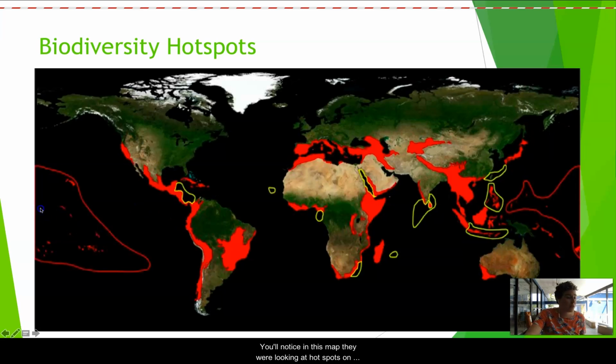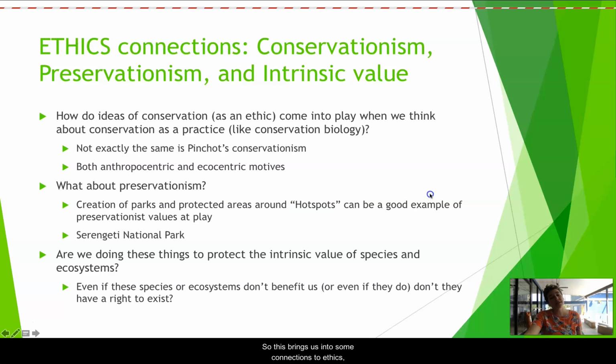You'll notice in this map that we're looking at hotspots on land, but also biological diversity hotspots in different areas of the ocean as well, particularly around coral reefs. So this brings us into some connections to ethics, right? Connections to ethics about conservationism, preservationism, and the idea of intrinsic value.